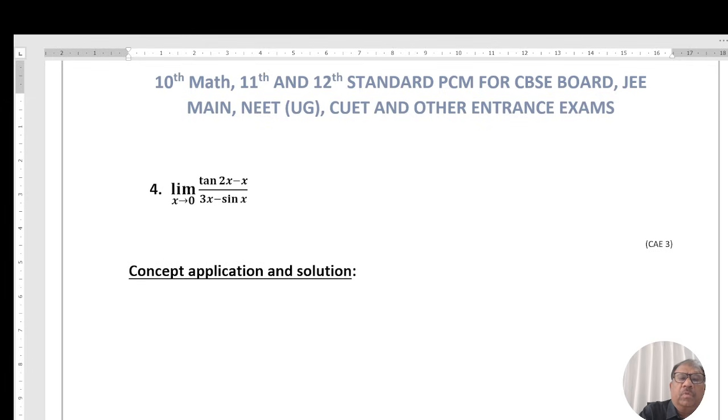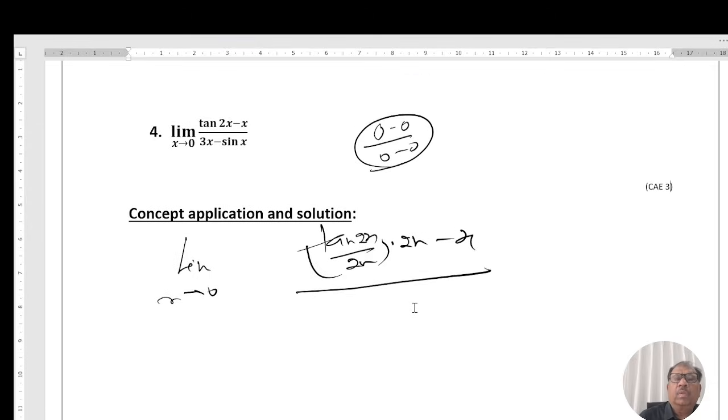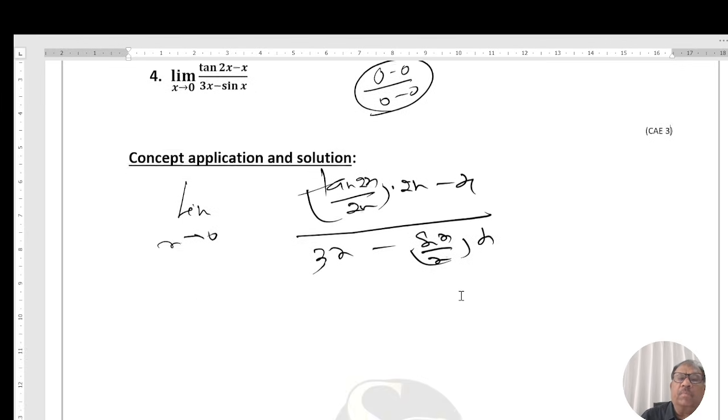Tan 2x minus x upon 3x minus sin 2x. If we put the limit, we get 0 minus 0 upon 0 minus 0. Limit x tends to 0, tan of 2x upon 2x into 2x minus x upon 3x minus sin x upon x into x. What will be the benefit of this? x will come common, x will cancel, this becomes 1 like this. This is 3.